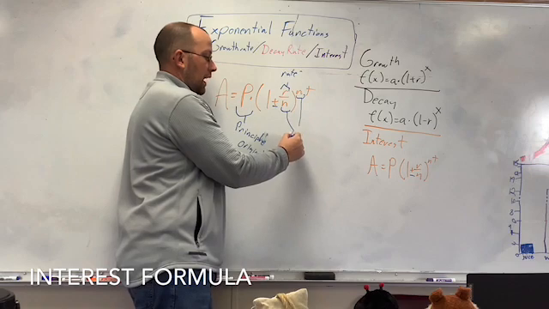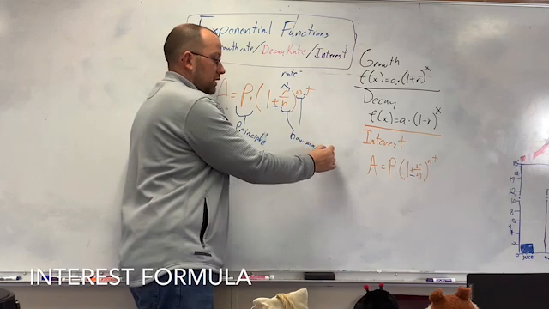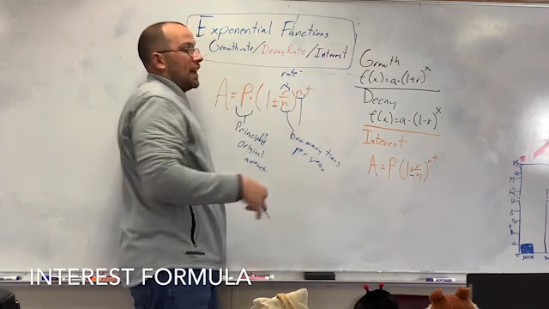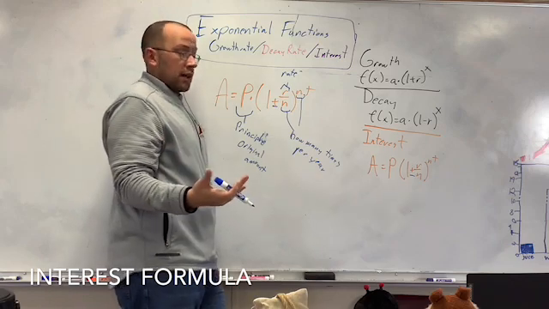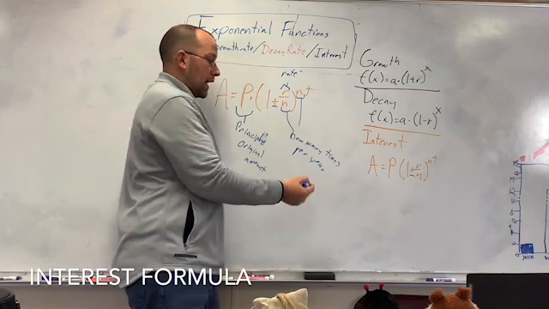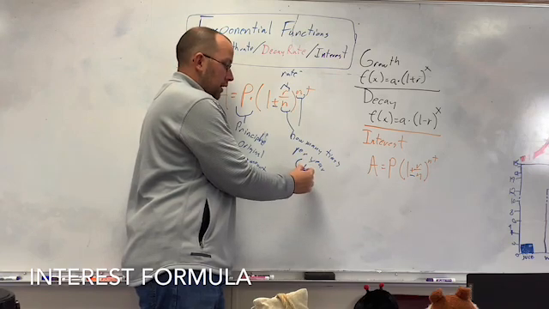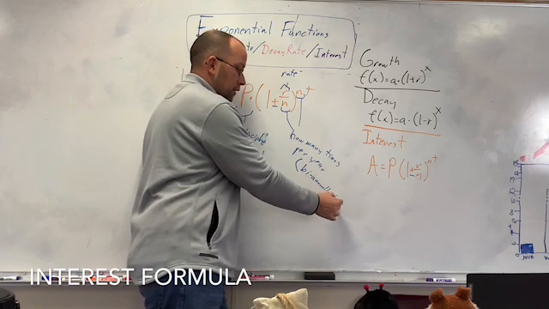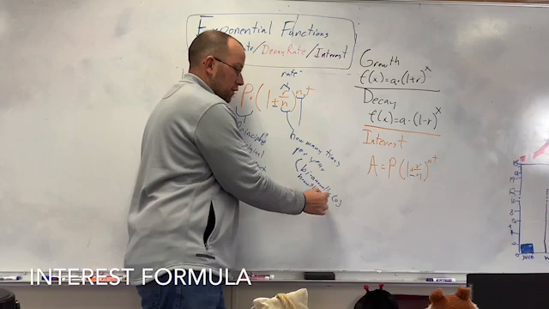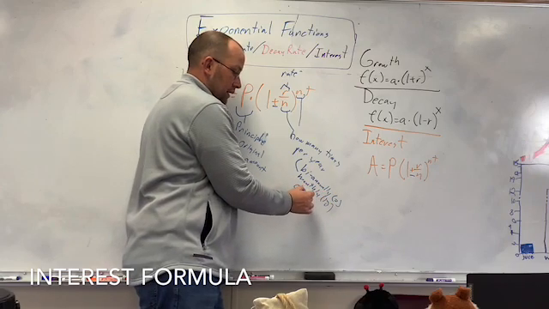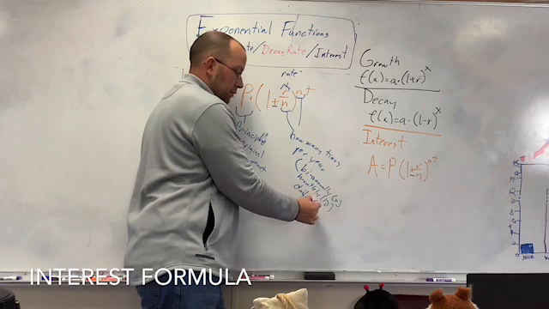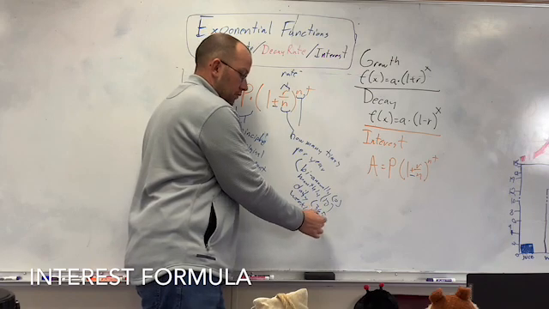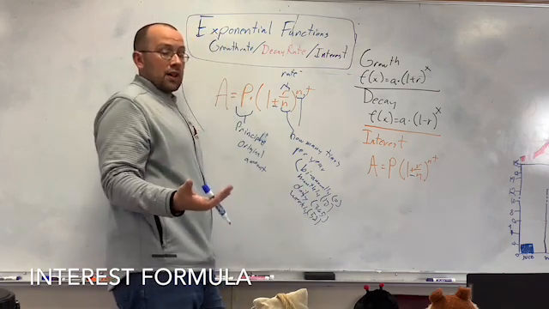This is just how many times per year. So with the growth rate and decay, it was always once a year. All right, so it was always one, so you just get rid of it. But now you can use stuff like biannually, which is 2. You can use monthly, which is 12. You can use daily, which usually doesn't happen, but that'd be like 365, weekly, 52, stuff like that. So this changes up.